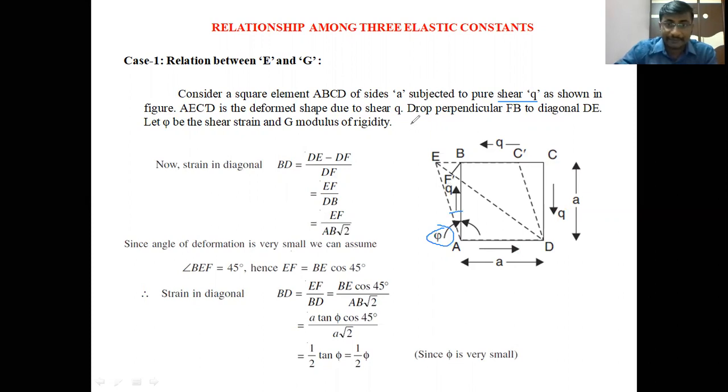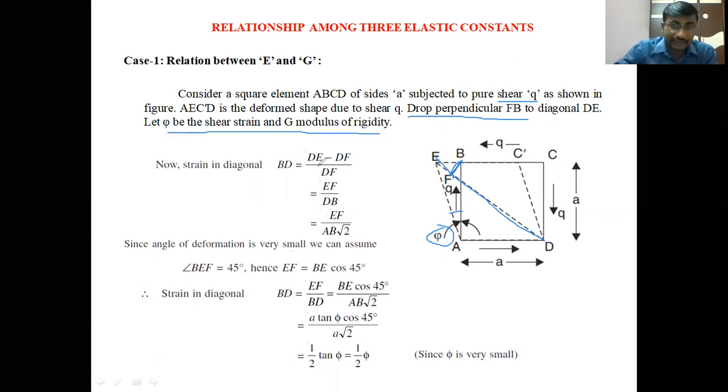Let us drop a perpendicular FB onto the line DE. This is F and B. This is the perpendicular line onto the line DE. If we draw a perpendicular line FB onto the line DE, let phi be the shear strain and G the rigidity modulus. Capital G is the modulus of rigidity or rigidity modulus.